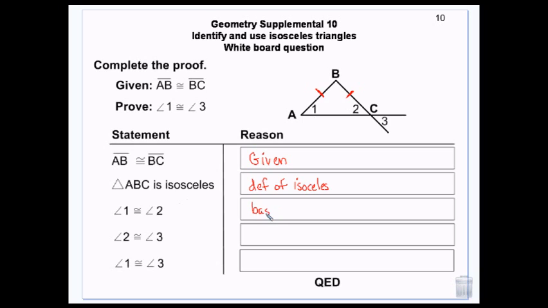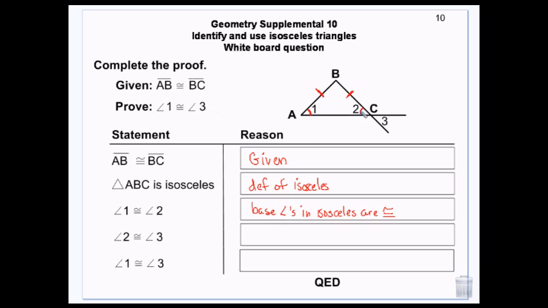So base angles in isosceles are congruent. I never do spell isosceles right. I always leave out that S. Okay, so now I know these are the same. And I'm trying to say that 1 and 3 are the same. That's what I'm trying to prove.